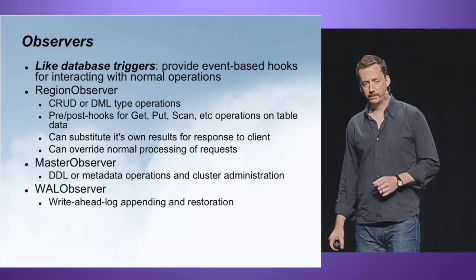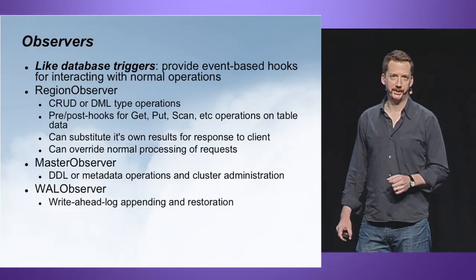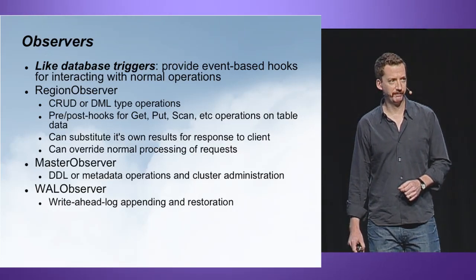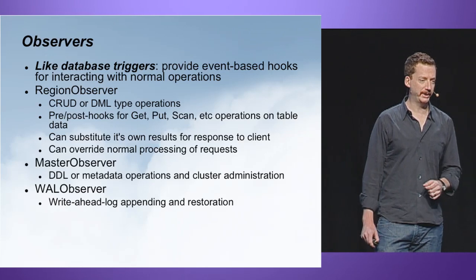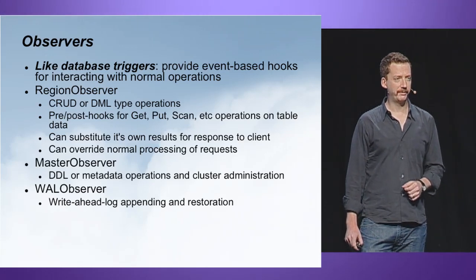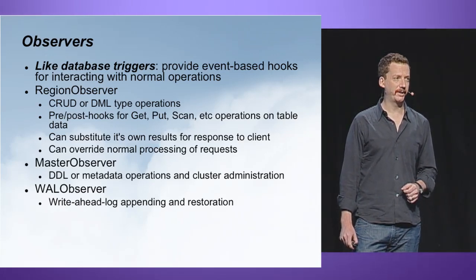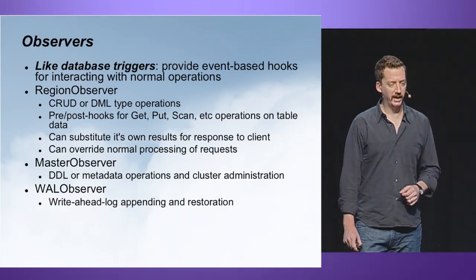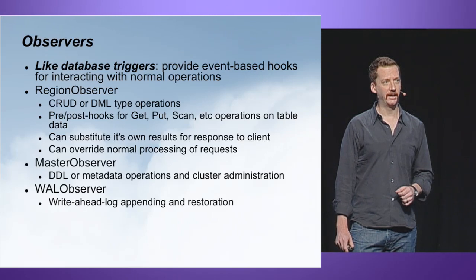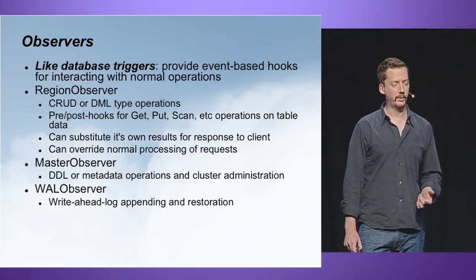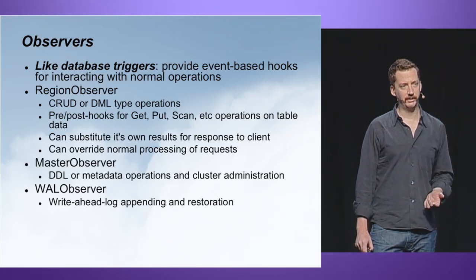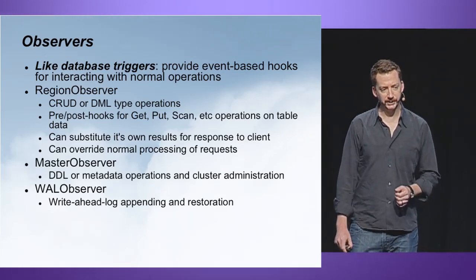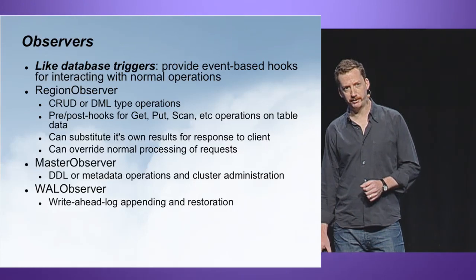The first part of the coprocessor framework we call observers. You can think of these as very similar to database triggers if you're coming from a relational database world, in that we provide event-based hooks to interact with all kinds of standard operations going into HBase. But in addition, you can override behavior of core HBase code and extend it or customize it with your own functionality. The first type of observer is region observer.